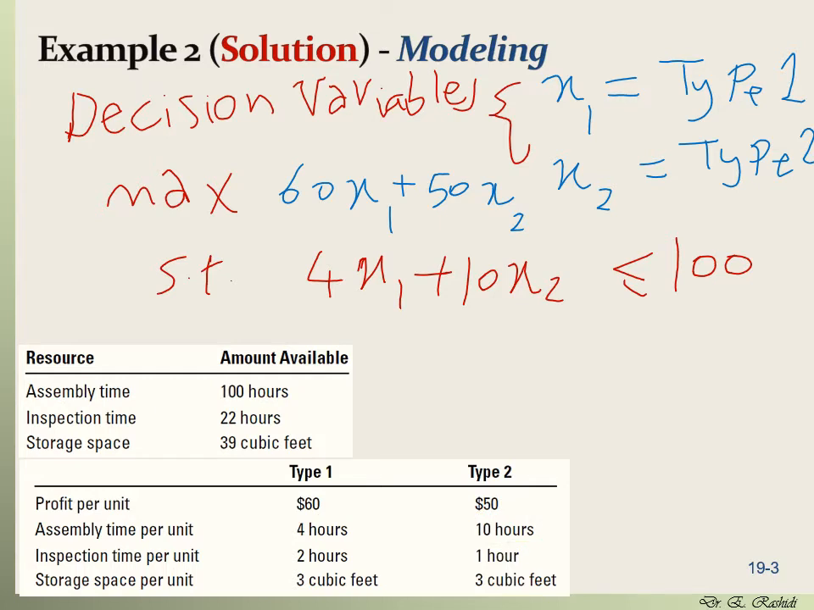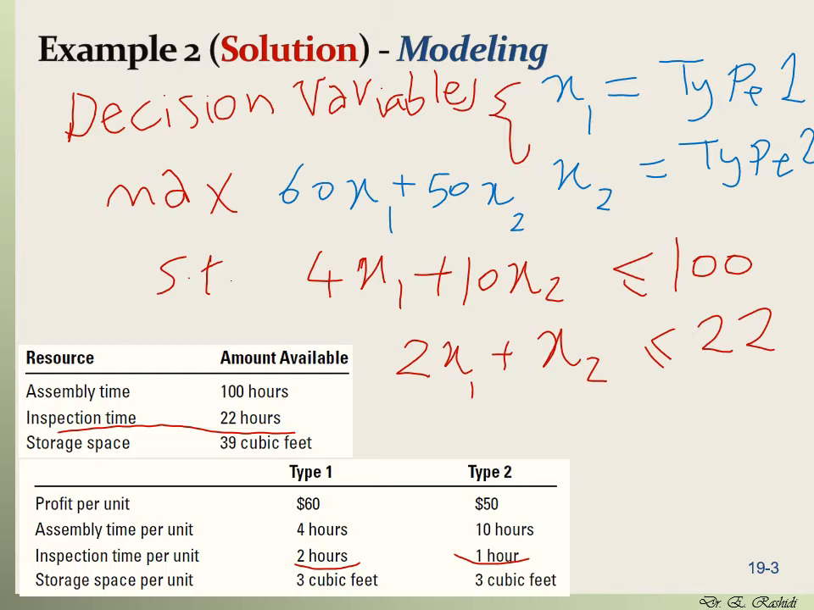Another restriction that this company is facing is the inspection time. They only have a total of 22 hours of inspection time available. So whatever they spend inspecting type 1 and type 2 products should not exceed 22 hours. Type 1 computers would require 2 hours of inspection, so that's 2 multiplied by x1. Type 2 computers would require 1 hour, so that's 1 multiplied by x2. And this is an inspection time constraint.